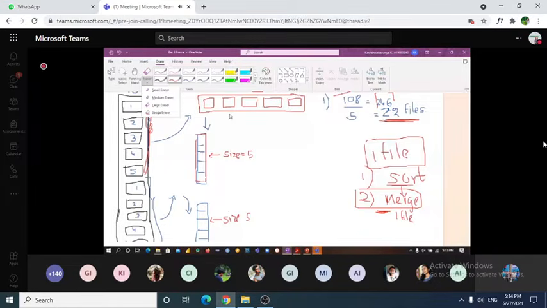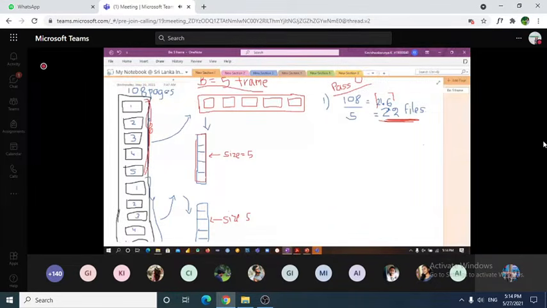Now we know there are 22 files, each of size 5. What we are going to do is fit each of these files into the buffer frames. One thing you have to remember is that this one frame cannot be used. It is used for output purposes. This is reserved for output. So I have only 4 frames now. When sorting, I'm not sending out anything, so I'm using all these 5 frames to sort.